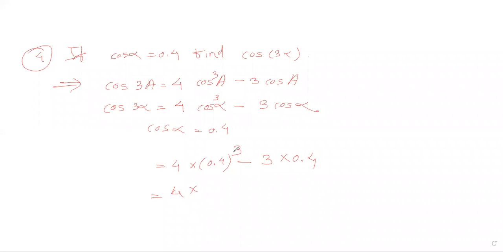Now 4 as it is, and 0.4 cube is, tell me, 0.4 cube. 0.064. Then 0.064 minus, multiply this one: 3 times 0.4 is 1.2. Yes. Now do this multiplication: 4 multiplied by 0.064.